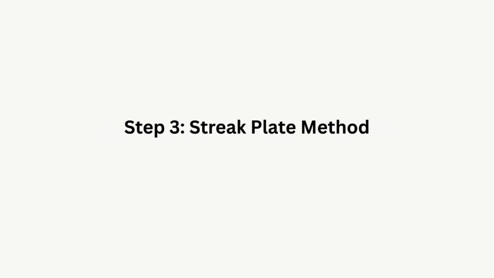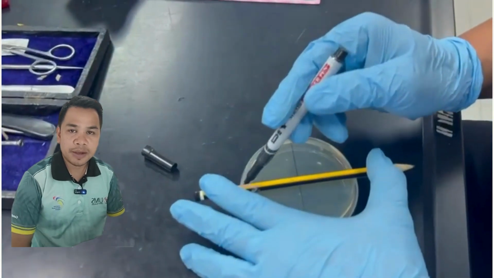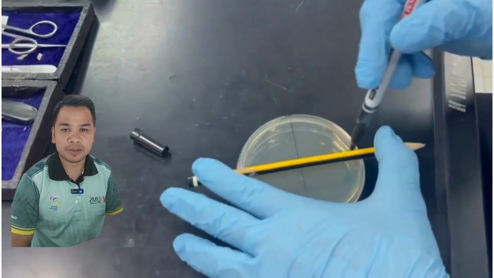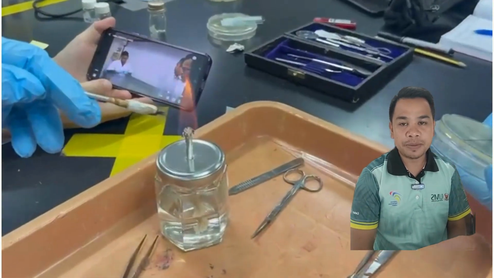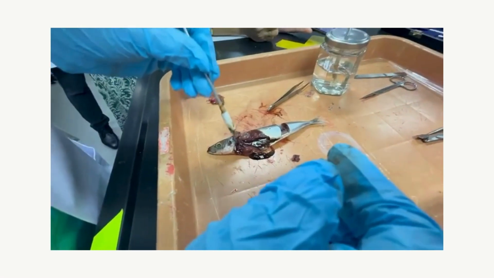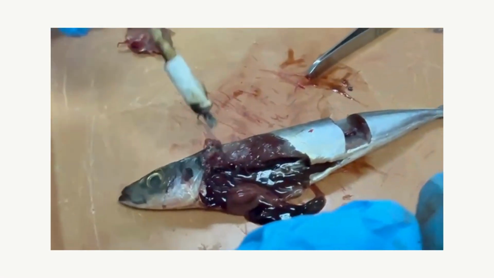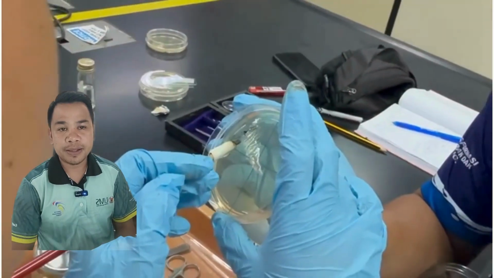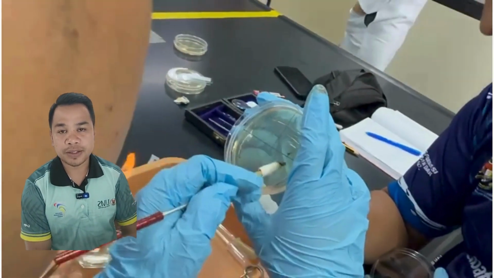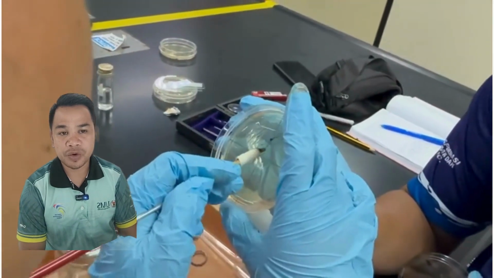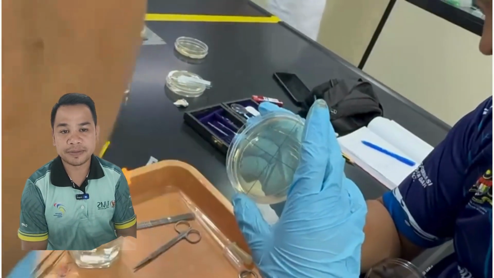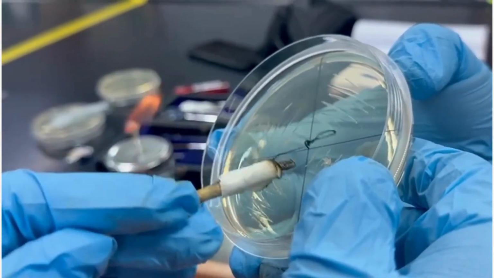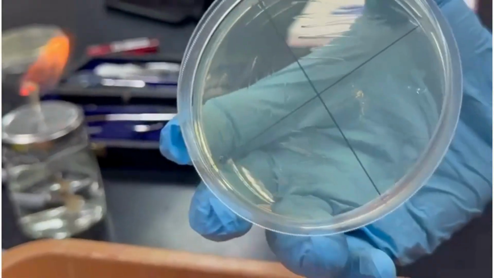Step 3. Streak plate method. The media agar is divided into 4 parts for streaking. The loop tip will be preheated first. The tip of the loop is used to touch the infected organ, namely the intestinal organ. The tip of the inoculating loop was glided back and forth across the media agar surface. Touch the previous streak and repeat the streak in the remaining quarter of the plate.